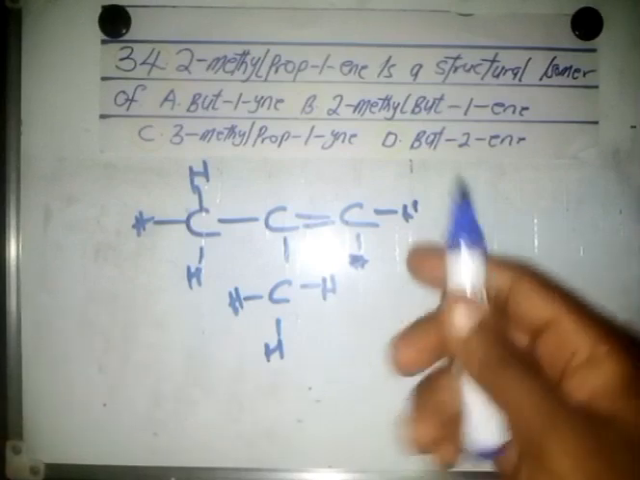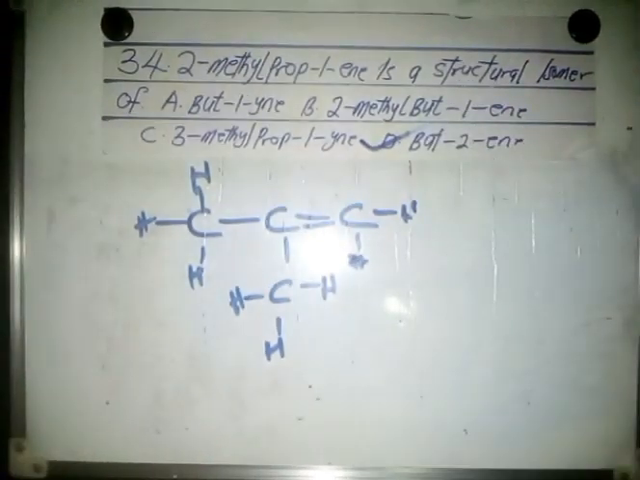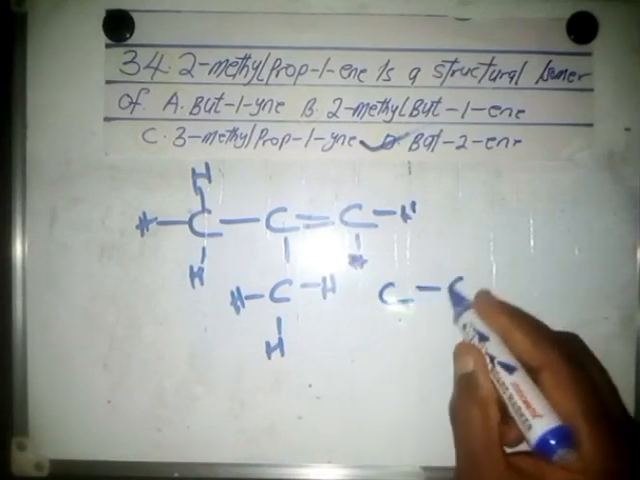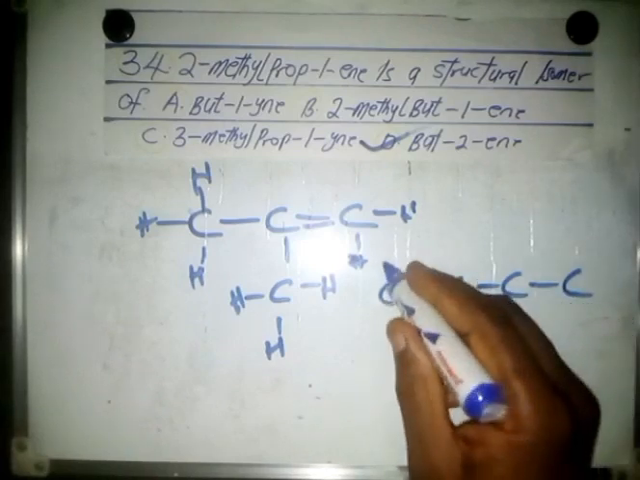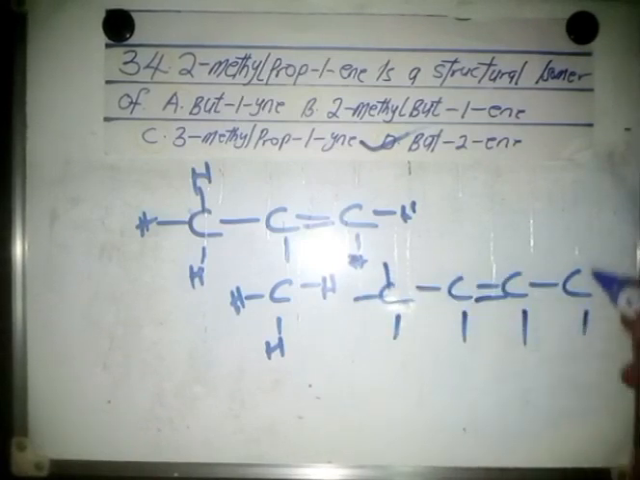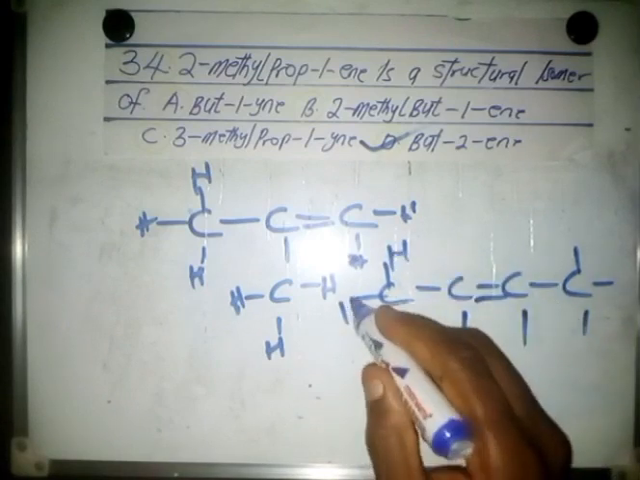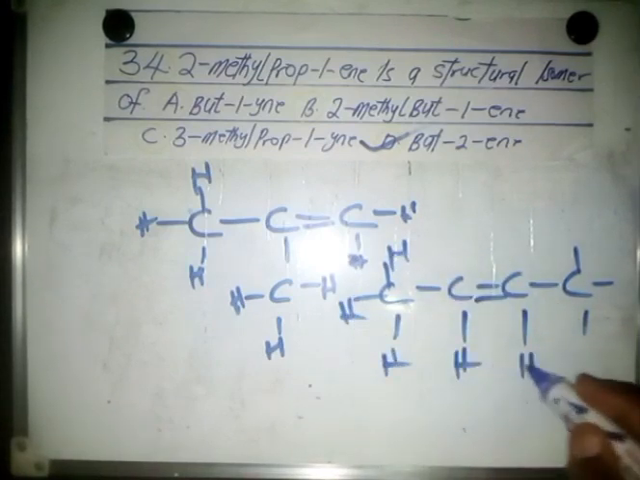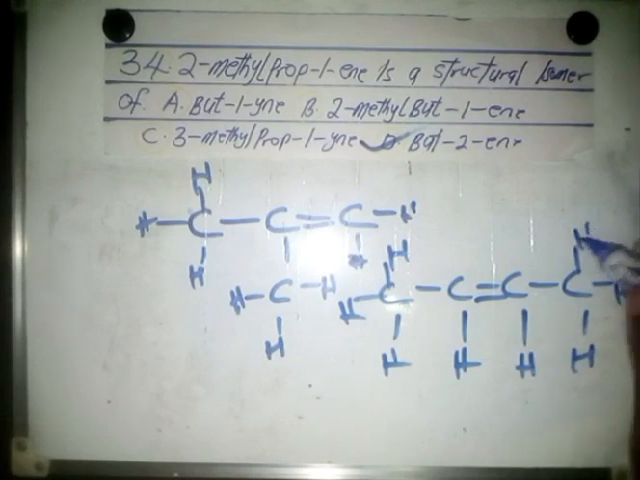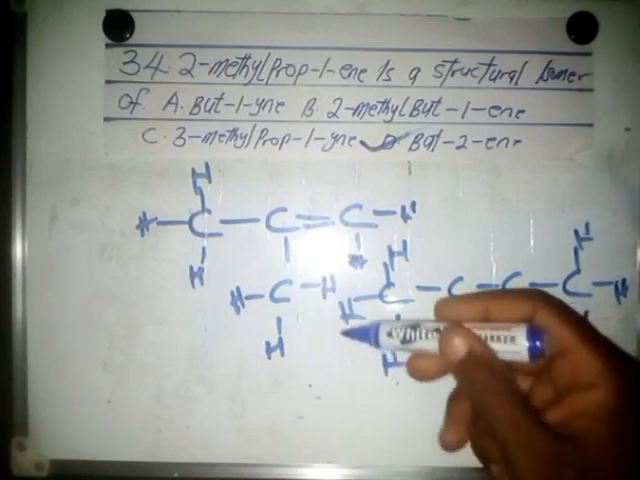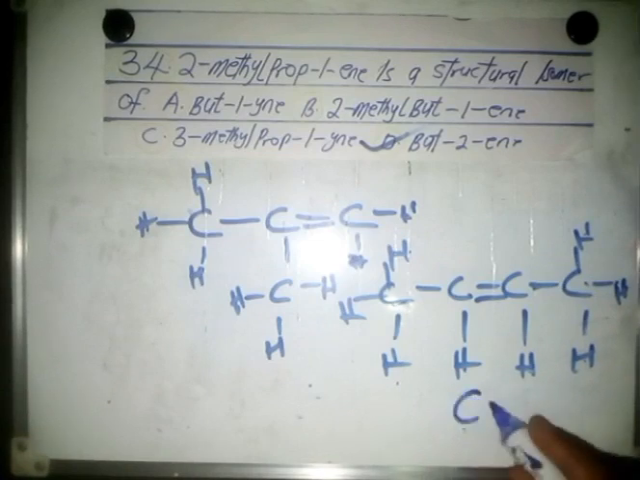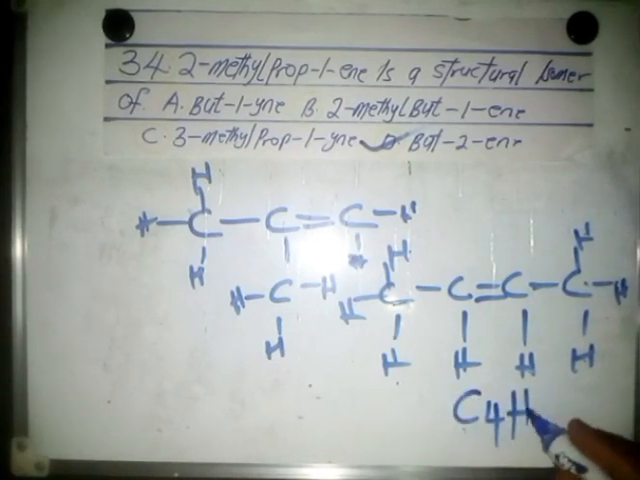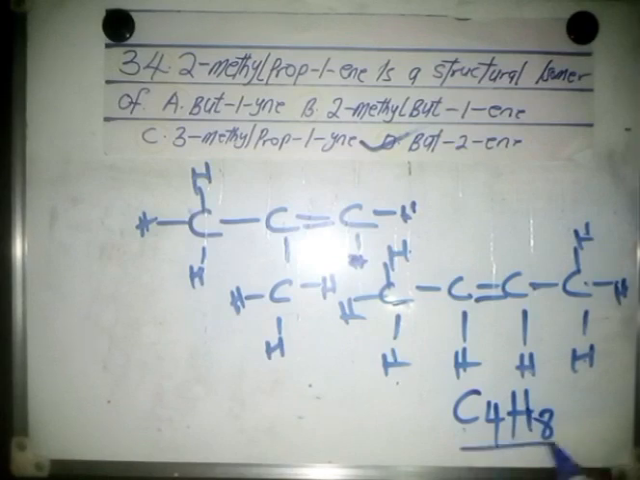So your answer is actually D, but-2-ene. Let's look at but-2-ene. 1, 2, 3, 4. This is but-2-ene. So I want to count the number of carbon and the number of hydrogen. 1, 2, 3, 4, 5, 6, 7, 8. That's 8 hydrogen, and 1, 2, 3, 4 carbon. So this is butene, this is the formula for butene.